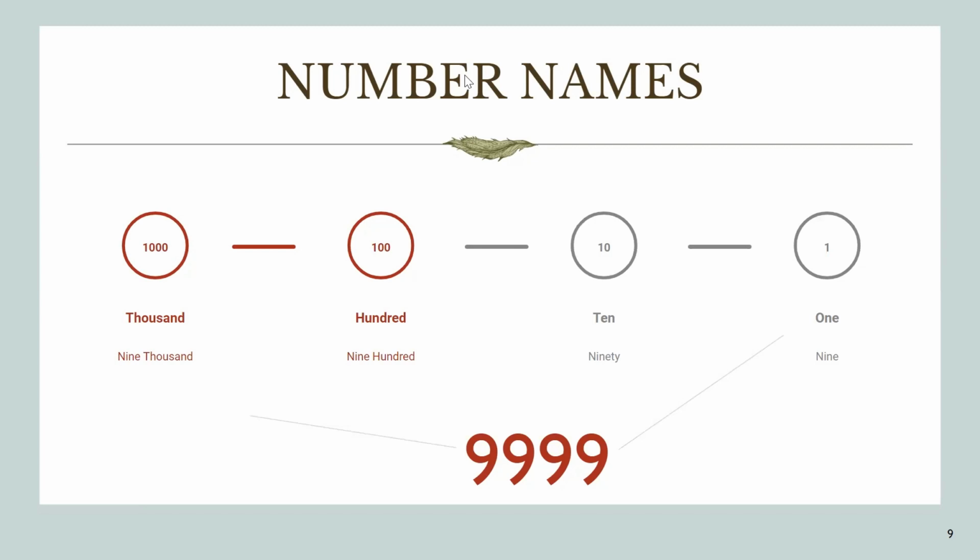We have the number names. 9,999. You can see the number on the slide. Okay. Yes, ma'am. So this 9 is 9,000. This 9 comes at the place of 1000.